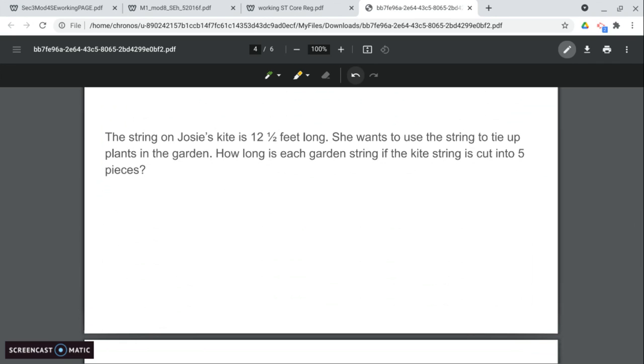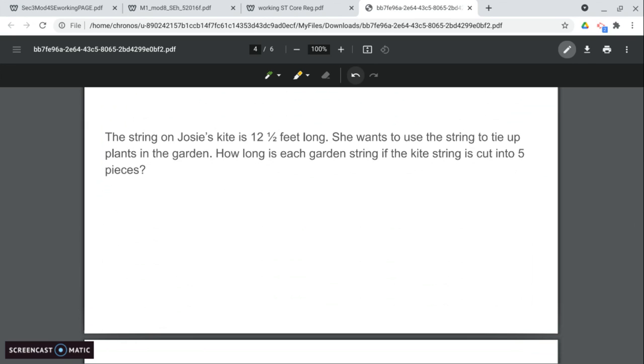All right, the string on Josie's kite is 12.5 feet long. She wants to use the string to tie up plants in the garden. How long is each garden string if the kite string is cut into 5 pieces? So what do we know? We know how long the string is, and we know how many pieces we need. So what are we trying to find?